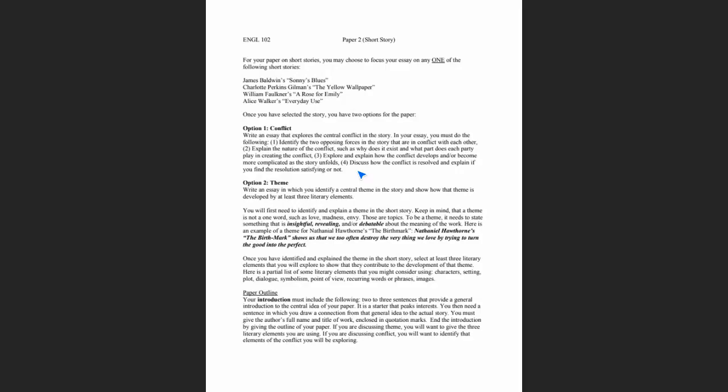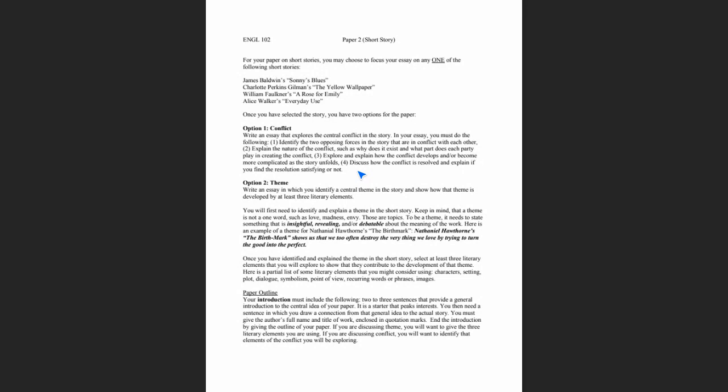So let's say that, for instance, you look at the relationship between the older brother and Sonny as the major conflict. So that would be identifying the 2 forces, the older brother and Sonny. Then what is the nature of that conflict? Why does that conflict exist? And then what part does the older brother play in it? What part does Sonny play in it? And you can do the same thing for The Yellow Wallpaper.